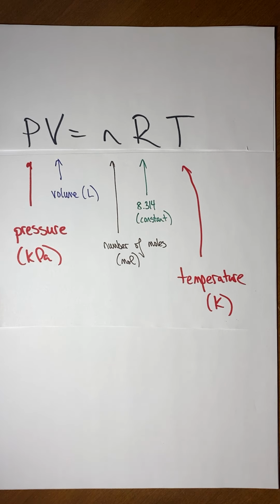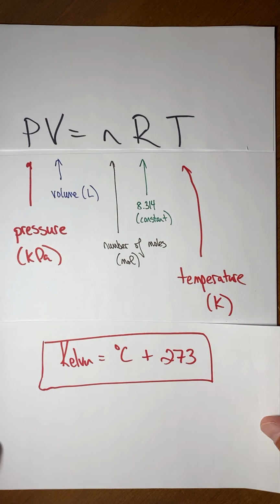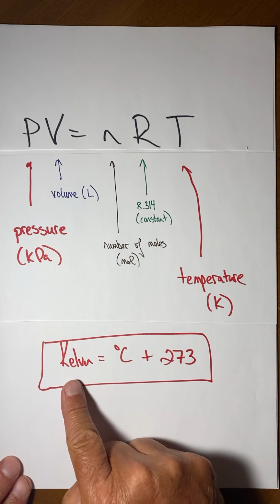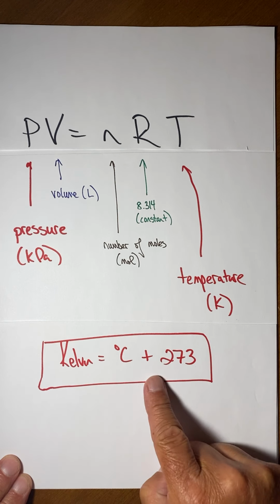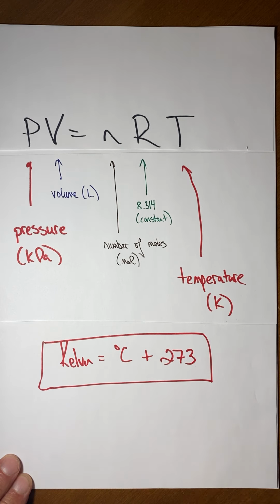Now, this is a new temperature. I know you're used to degrees Celsius, and you're probably used to Fahrenheit. This is a new one. You are also going to have to know how to convert back and forth. I will generally never give you temperature in Kelvin. I will always give it to you in degrees Celsius, and you have to be able to convert it. So generally, you take your temperature that's in degrees Celsius, you add 273 to it, and then you will have your temperature in Kelvin. Okay, so that's what we're going to be dealing with.